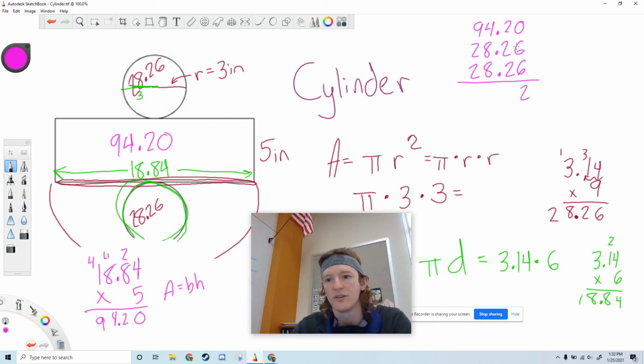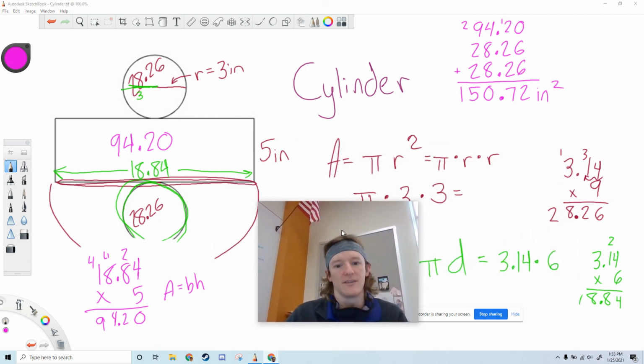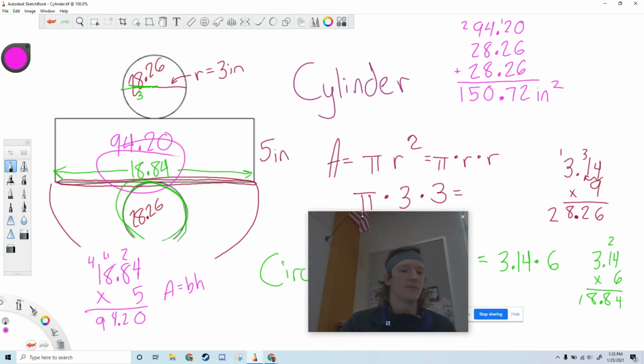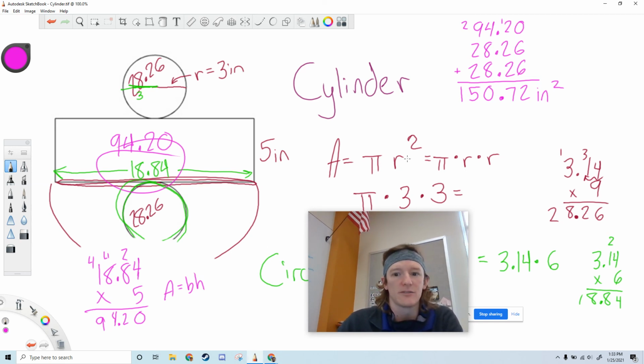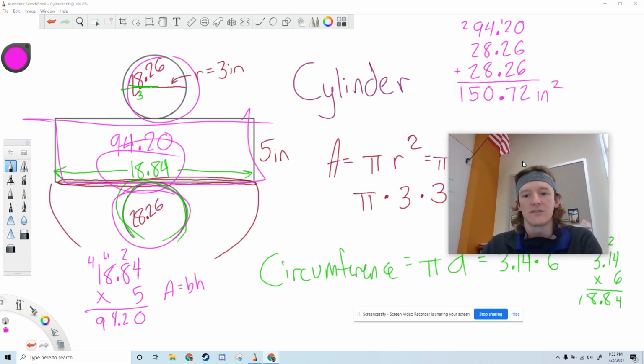6 plus 6 is 12. 6 plus 1 is 7. Decimal point. When we're adding decimals, it does just go straight down. 16 plus 4 is 20. 9, 10, 11, 12, 13, 14, 15. 150.72 inches squared. Most of that one was a little bit crazy, and I do just give you this number. As long as you're doing pi times the radius squared for your circles and base times height for your rectangle, add the 3 shapes together to get the surface area of a cylinder.